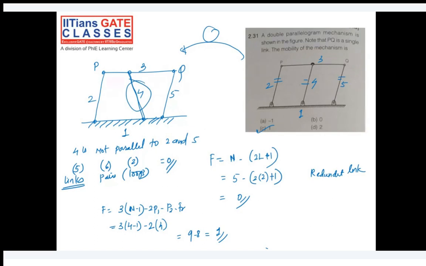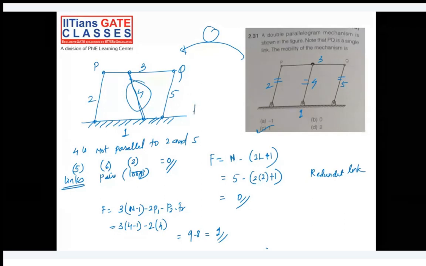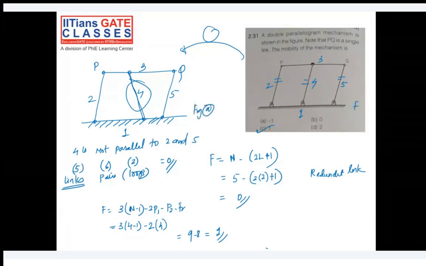So look at the figure. I'll call this figure number A and this figure number B. The link 4 in figure A is adding a constraint. It is not a redundant link. This is what you should understand. Whereas figure B is a double parallelogram with 1 degree of freedom. Why? Because link 4 here is a redundant link. Even if you introduce it or remove it, it shouldn't affect the overall mechanism.